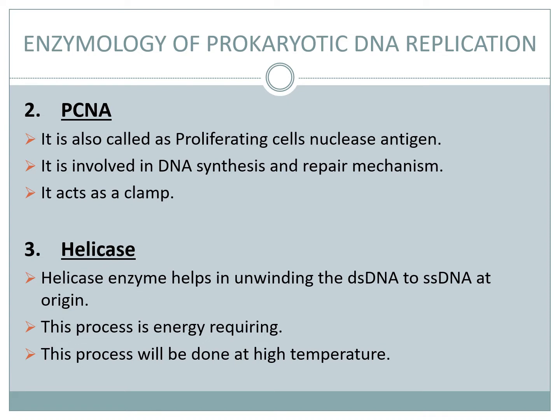The third type is the helicase enzyme. Helicase enzyme helps in the unwinding of the double-stranded DNA into single-stranded DNA at the origin. This process is energy requiring, that is, it will use ATP, and it is also a high temperature consuming process because the DNA has to denature.